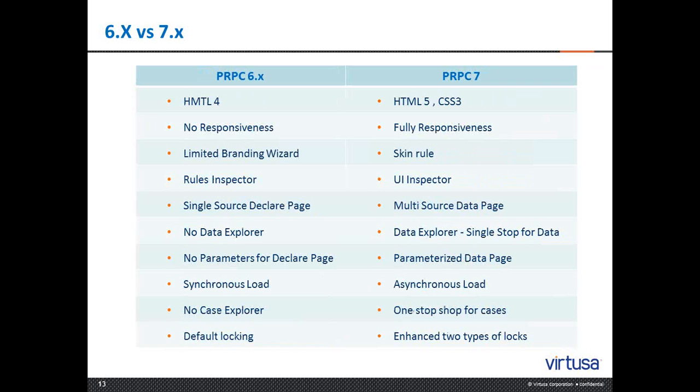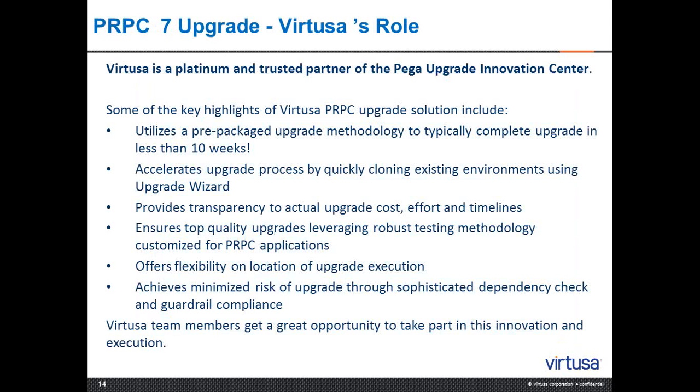Now, knowing the Pega 7 features, most of the customers are interested in upgrading their applications from their existing version 5 or 6 to 7. So I want to handle this slide or this area in 3 parts. 1, where Virtusa stands in the overall upgrade solution. 2, a glimpse of the upgrade approach. And the third item is on what Virtusa team members get in the R&D.